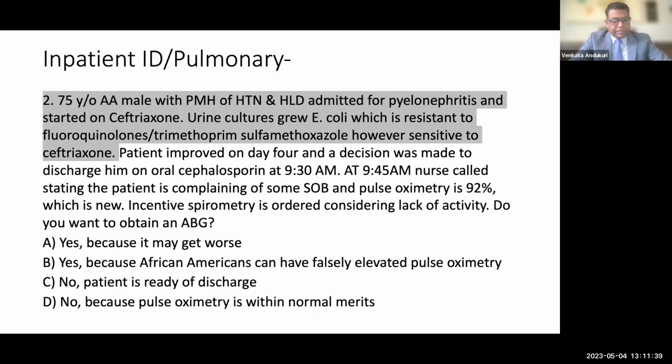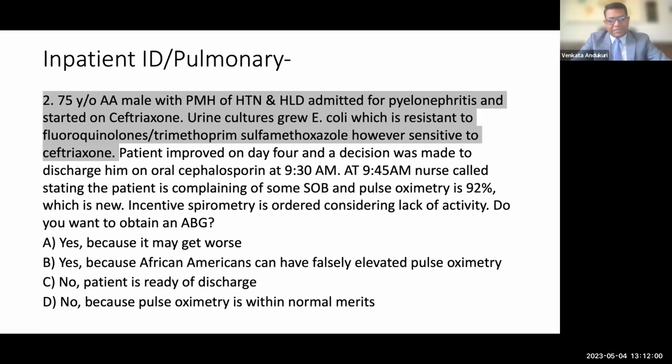So the next case is inpatient ID / pulmonary. This is, again, the same patient. What we are now seeing is the patient improved on day 4, and a decision was made to discharge him on oral cephalosporin at 9:30 a.m., just like we discussed. That should be the right choice.